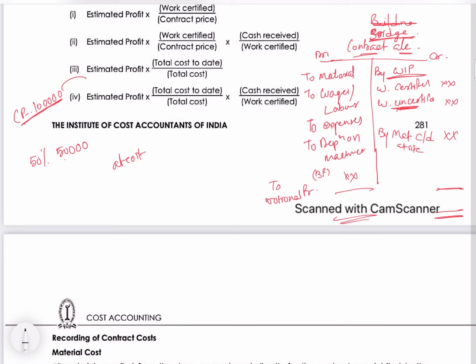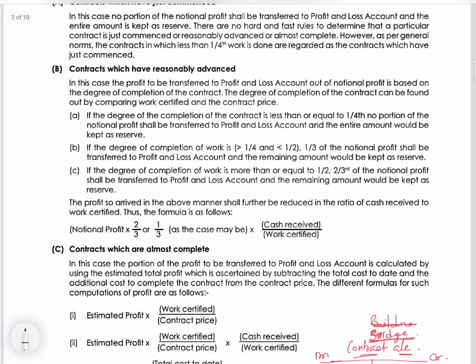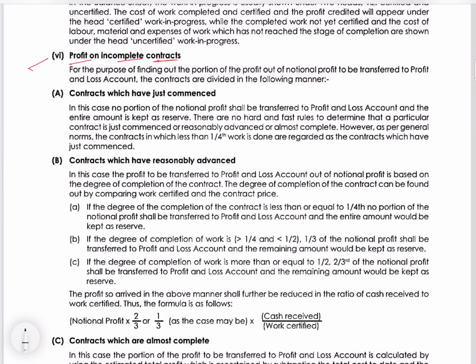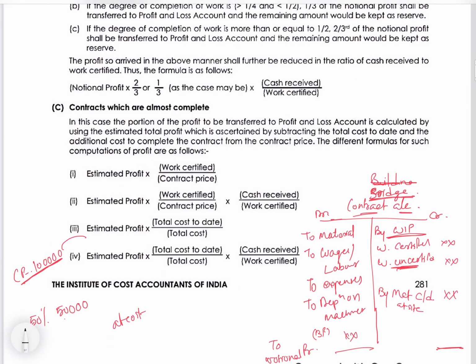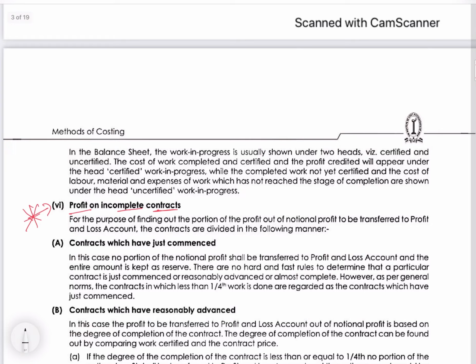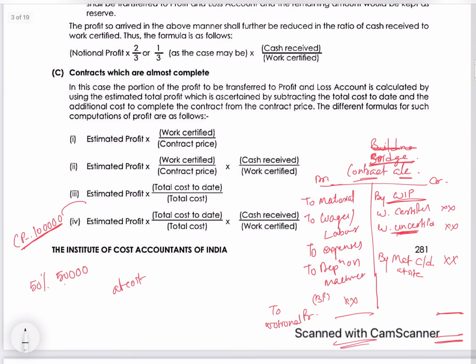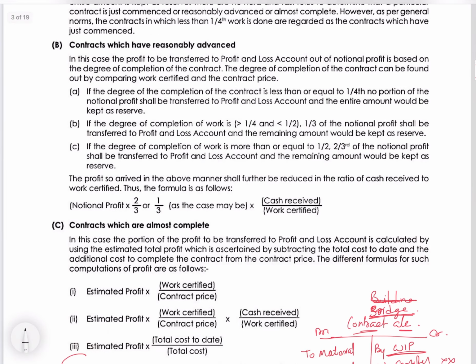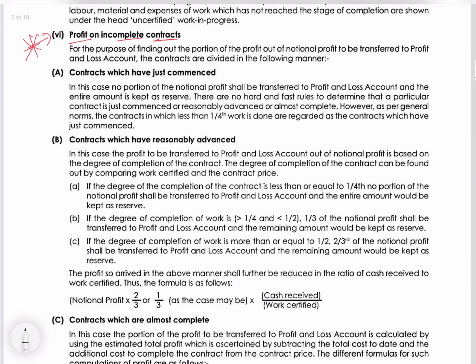Now the notional profit we have identified, but is that whole profit something we should take to our P&L account? Then costing brings this picture. They came up with this, which is very important. It is on page number 281 in the study material.